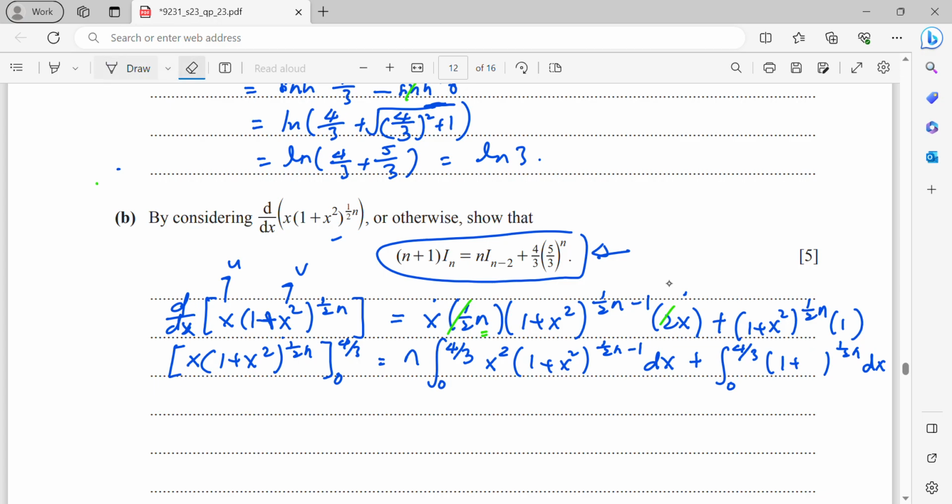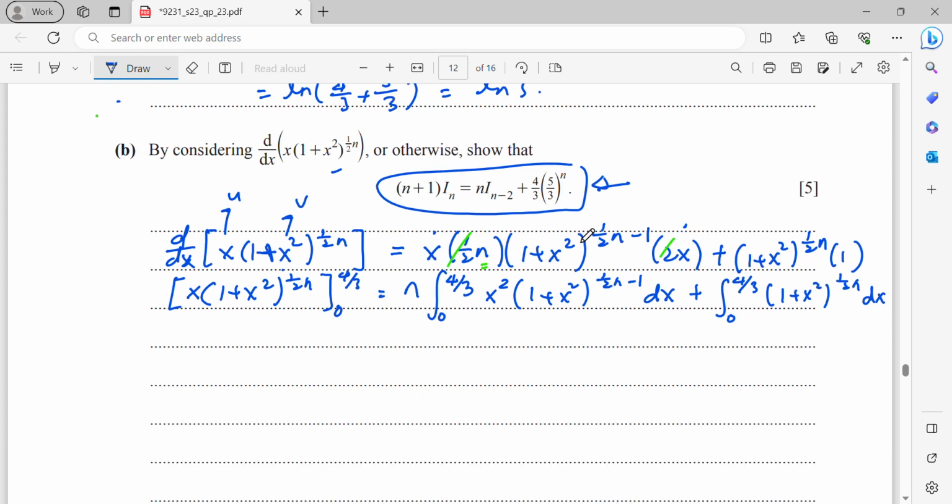Okay, then now I have to calculate the value on the left hand side. So 4 over 3 times (1 plus 4 over 3 squared) to the power of 1 over n minus 0 equals to, this is n.